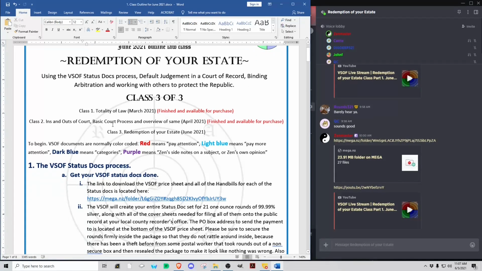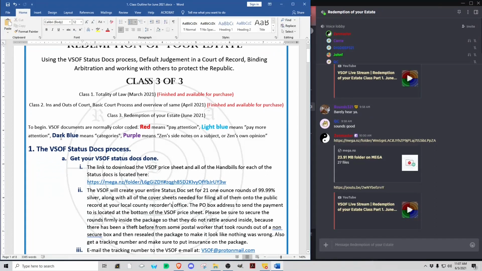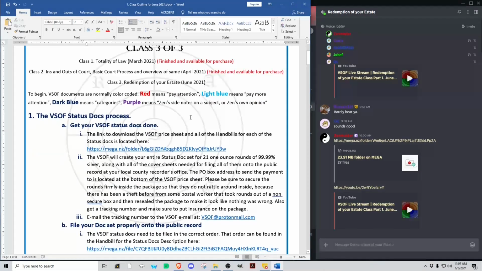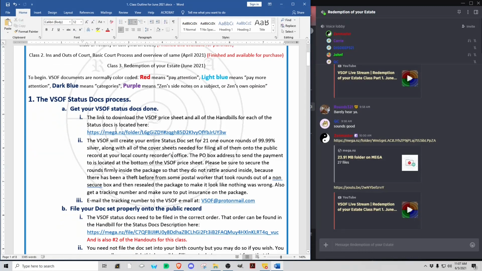And as most of you know, my documents are kind of color coded. So the dark blue is the headings, red means pay attention, the light blue means pay more attention, and this goes throughout all of the documents that we'll be looking at today. Some of them will also be color coded in the same way. And then purple usually means my side notes on a subject.